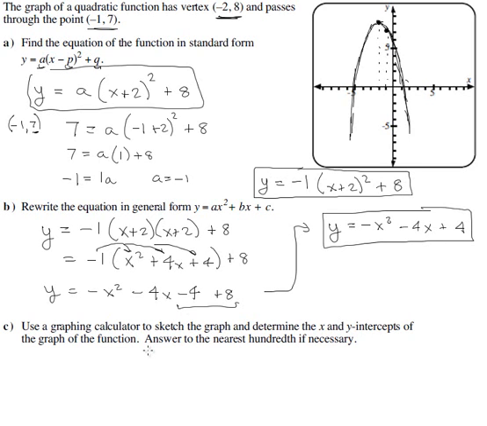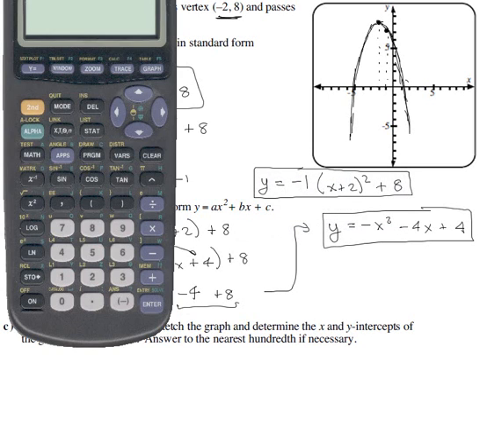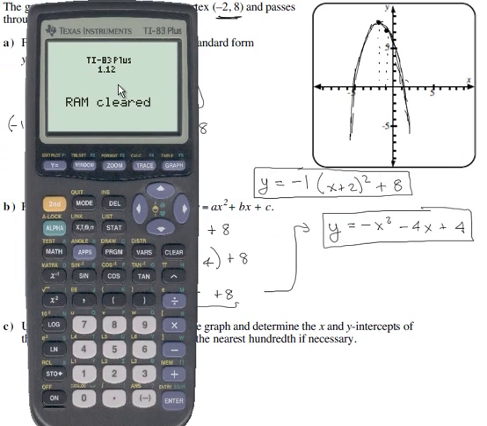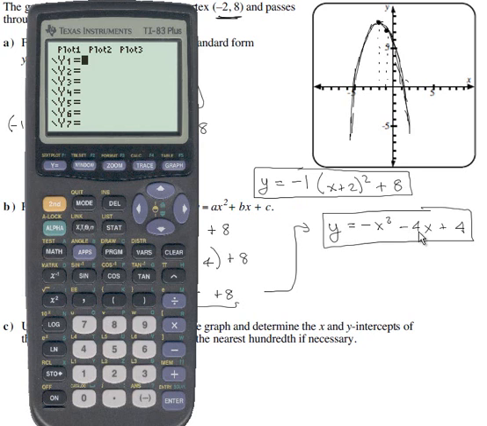Use a graphing calculator to sketch the graph and determine the x and y intercepts of the graph of the function. Answer to the nearest hundredth if necessary. Okay. Here is a calculator. Which form of this do you put in? It really doesn't matter. It's maybe slightly easier to enter this version, but just to prove that this one works, I'll use it instead. Negative (x plus 2) all squared plus 8.